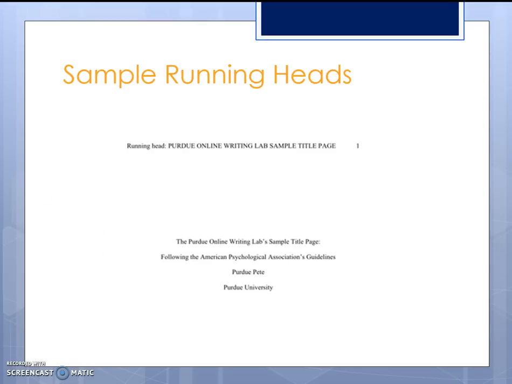Alright, so this is a page that shows you a sample running head from Purdue OWL's, that's the online writing lab, sample paper. You can see here, this is our running head, and it literally says the words running head, colon, the title all in capital letters, and the page number right here flush to the right hand margin. It has the title of our paper, the name of the person who has written the paper, and the institutional affiliation.